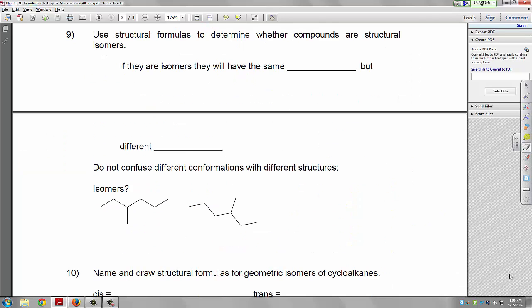Okay, as I said earlier, if they are isomers, they have the same chemical formula, but different, it says down here, but different names, shapes or structures, and properties. Do not confuse different conformations with different structures. These are the same compound, they're just drawn slightly differently.